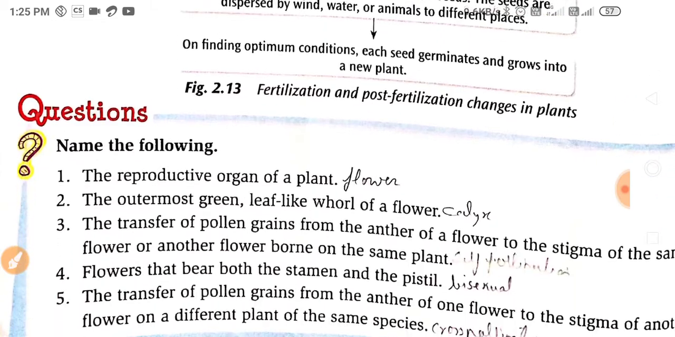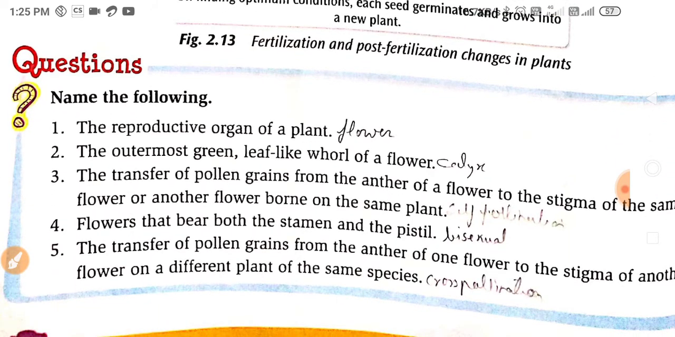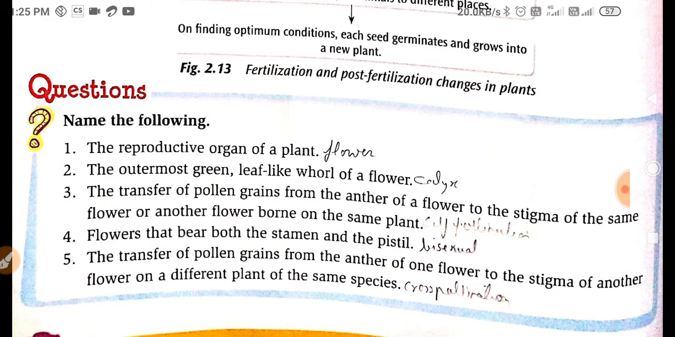I hope you understand this concept, and there are some questions for you to do. The reproductive organ of a plant, as you already know, is the flower. The outermost green leaf-like part of a flower is called the calyx. The transfer of pollen grains from the anther of a flower to the stigma of the same flower or another flower born on the same plant is called self-pollination. A flower that bears both the stamen and the pistil is known as a bisexual flower. The transfer of pollen grains from the anthers of one flower to the stigma of another flower on a different plant of the same species is called cross-pollination. These are very easy questions.